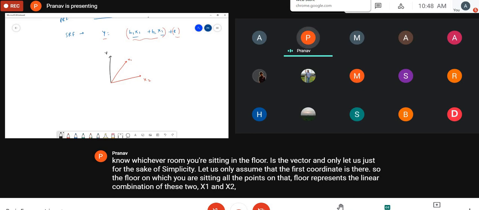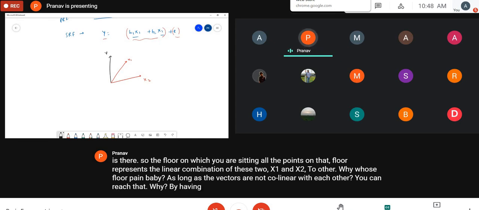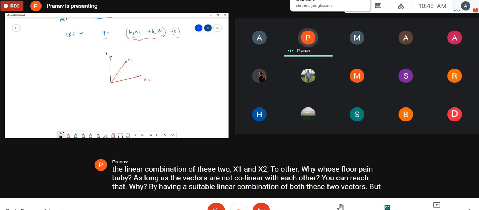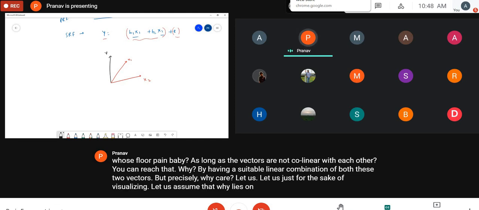तो अगर y उस फ्लोर पे रहेगा कहीं पे भी, as long as the vectors are not co-linear with each other, you can reach that y by having a suitable linear combination of both these two vectors. But precisely y क्या है? Let us just for the sake of visualizing, let us assume that y lies on the ceiling of your room.